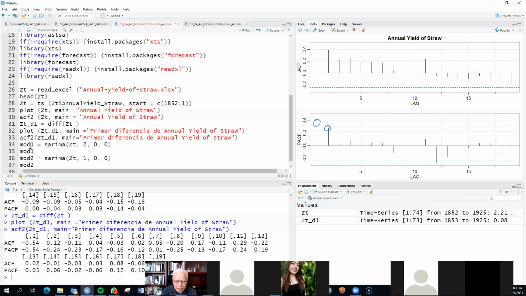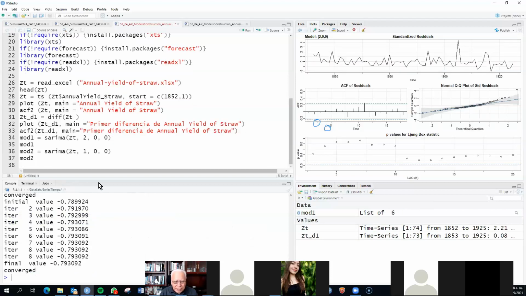So I'm going to try this. Mod 1, I'm fitting the model with the function SARIMA. SARIMA is a function from the ASTSA package that automatically produces the diagnostic plots. So that automatically generates the diagnostic plots.